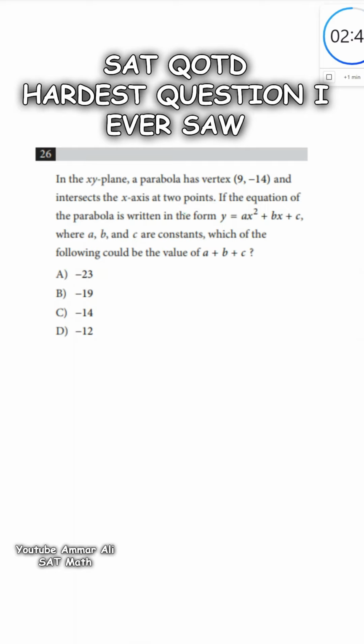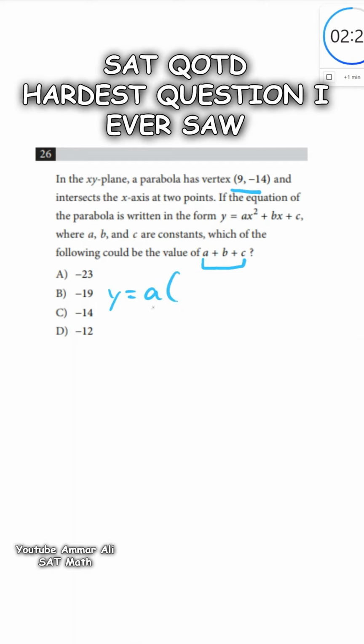So they basically are giving us the vertex of a parabola, and they're also telling us to figure out what the coefficients of the equation of the parabola would possibly be equal to. Okay, so first things first, we're going to rewrite the equation in vertex form.